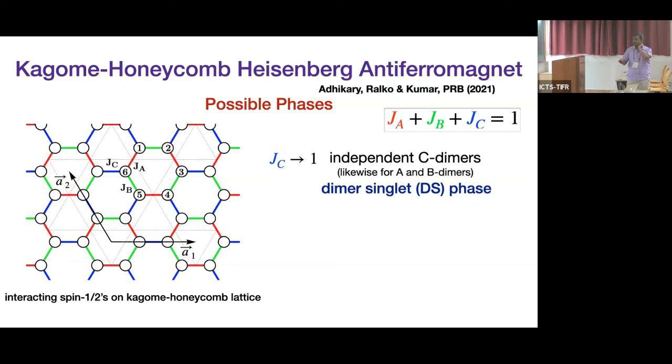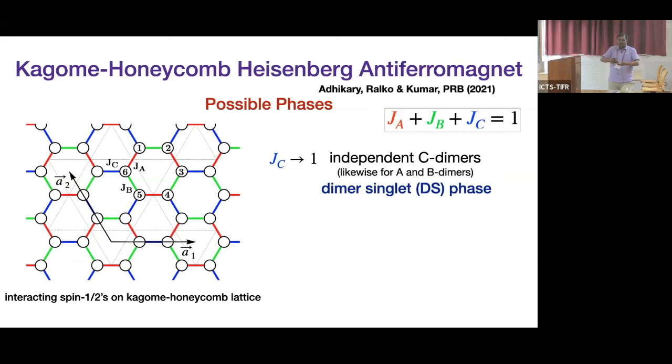So let us call it the dimer singlet. There are different contexts in which dimer singlet phases arise. And this is obviously a gapped phase, because breaking a singlet would require an energy of order JC. And it's quantum paramagnetic. This is the most trivial example of a quantum paramagnet, if anybody wants to remember, because it has no magnetic moment, but not because of thermal fluctuations.